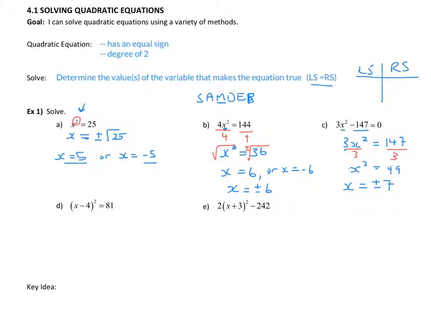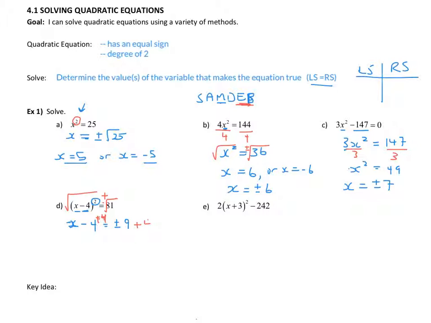All right, next one, x also only appears once. Now I've got an exponent, and I have something within the brackets, so I have to undo the exponent before brackets. That's what my SAMDEB tells me. So I'm going to square root both sides. I'm going to have plus or minus the square root of 81, which is 9. So we have x minus 4 being equal to plus or minus 9. Now I'm going to undo the minus 4 by adding 4 to both sides.